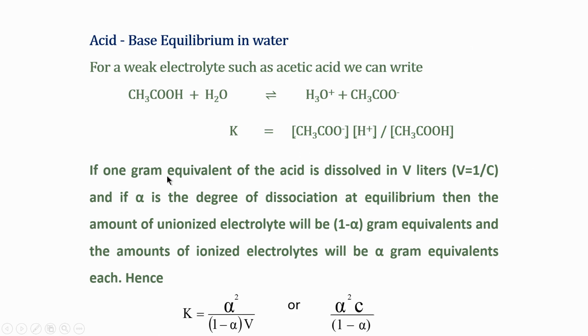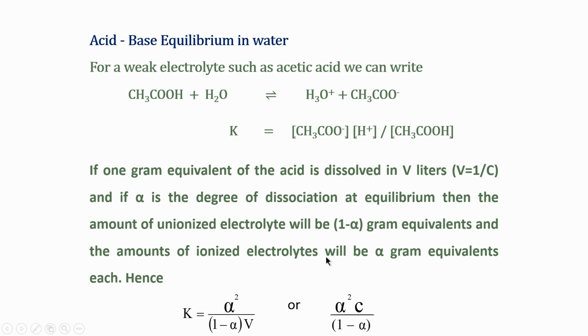So, we can replace activities with concentration terms. So, if 1 gram equivalent of the acid is dissolved in V liters, and if alpha is the degree of dissociation at equilibrium, then the amount of unionized acetic acid, if 1 is this and alpha is the degree of dissociation, the undissociated acid will be 1 minus alpha. Alpha is dissociated, so the maximum concentration is 1. So, 1 minus alpha gram equivalent would be the undissociated.